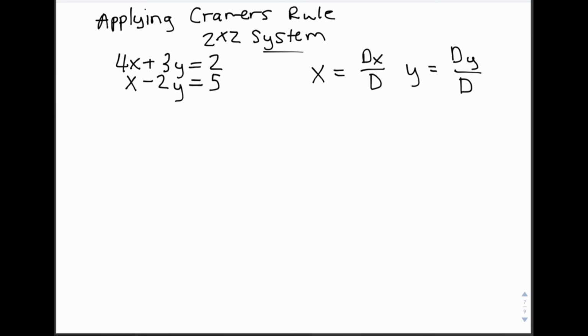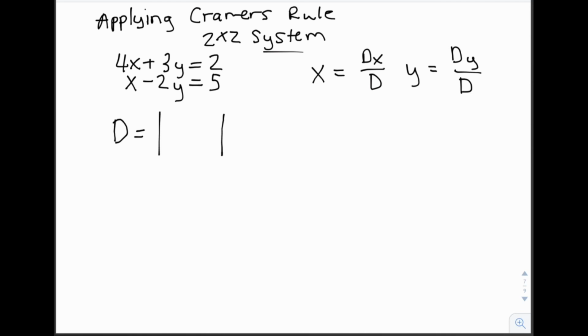Applying Cramer's rule to a 2x2 system, we are given the following system: 4x plus 3y is equal to 2, and x minus 2y is equal to 5. Again, we know x is equal to the determinant of x divided by the determinant, and then finally y is equal to the determinant of y divided by the determinant. So again, let's go ahead and try to find the determinant first, and then we can move on to x and y.